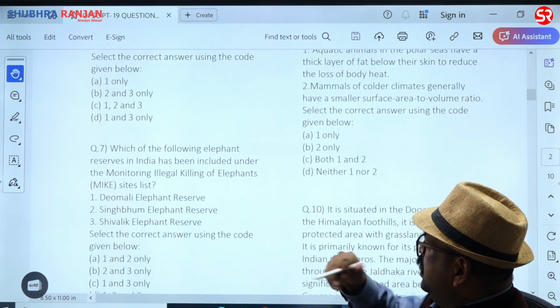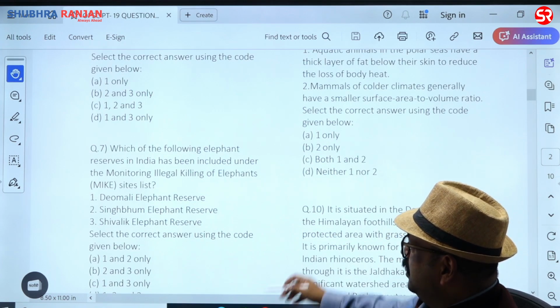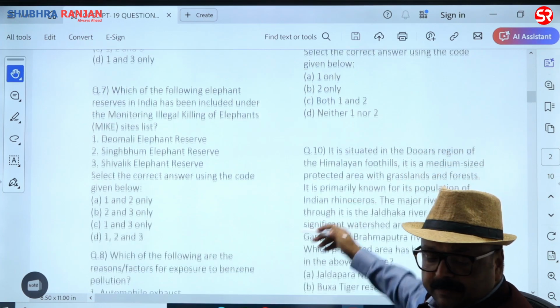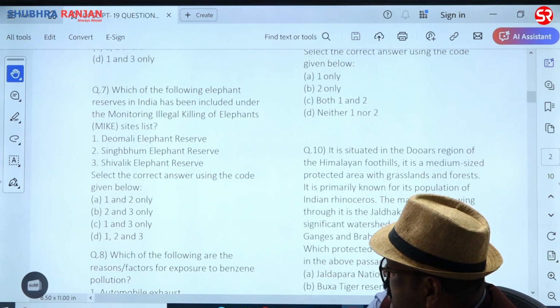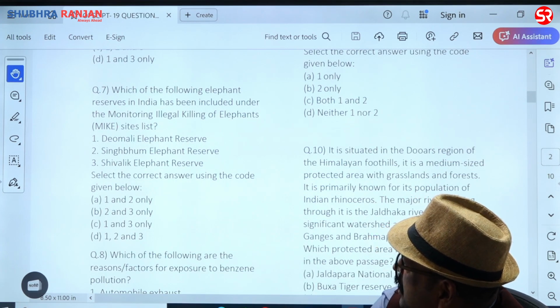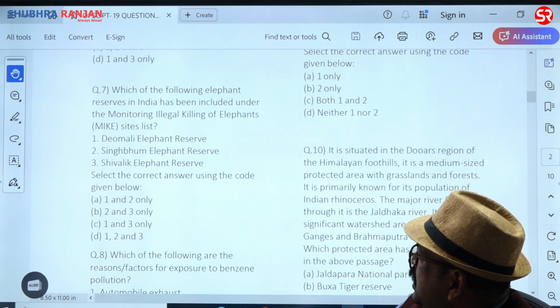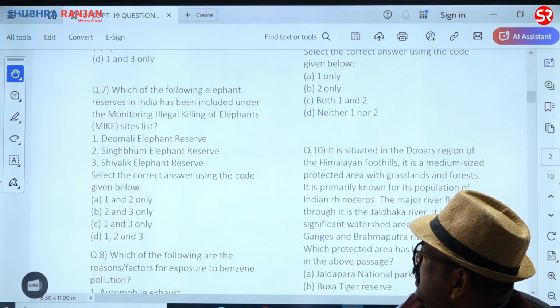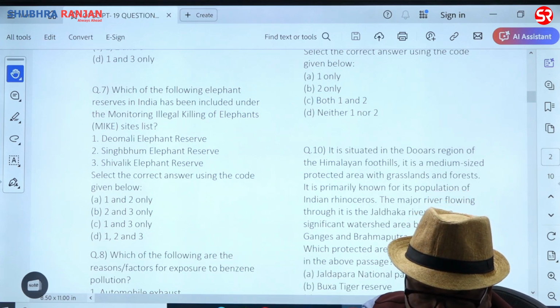Which of the following elephant reserves in India has been included under the Monitoring of Illegal Killing of Elephants, MIKE site? Okay, MIKE site. So the answer is C, 1 and 3, that is Debrigarh... Devmali Elephant Reserve in Odisha and Shivalik Elephant Reserve. These are kept in the MIKE site. So the answer is going to be C. Question number 7, it is C.